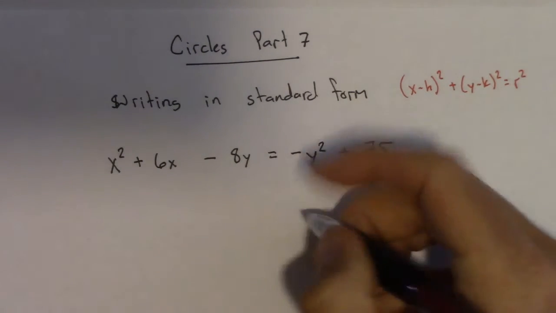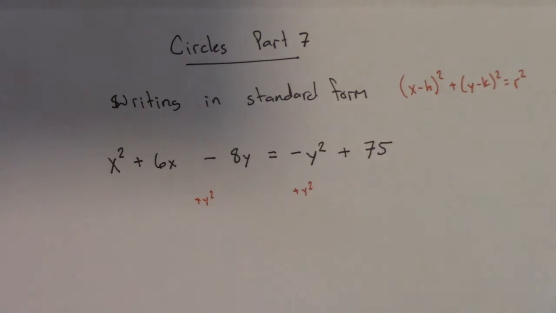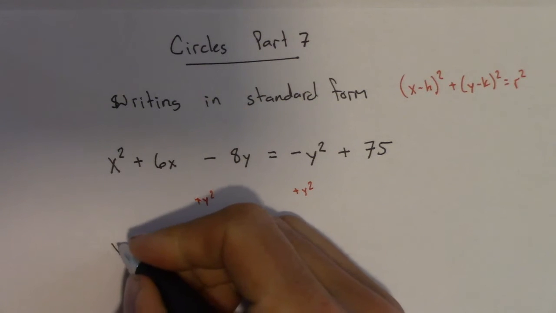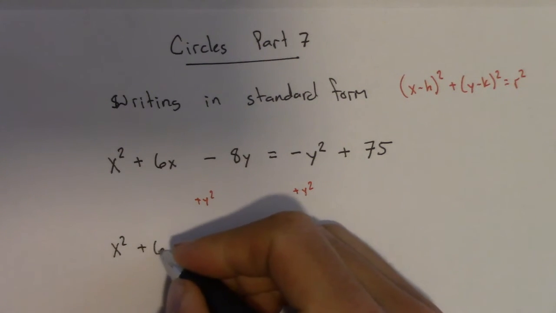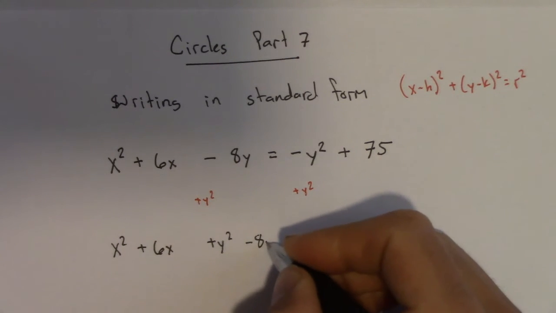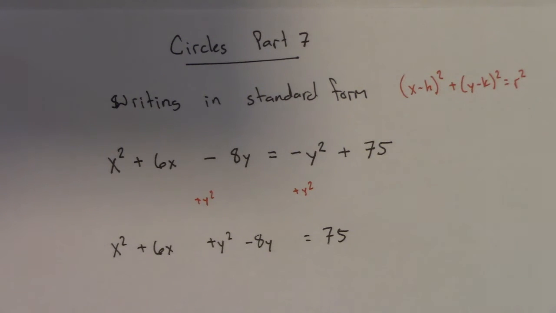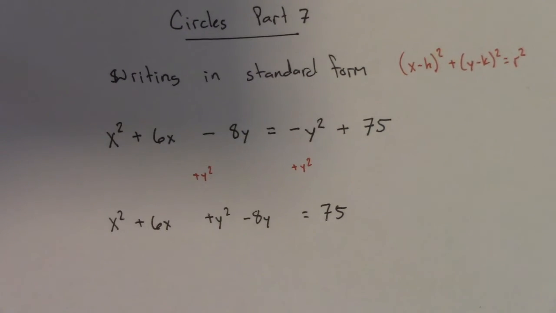So by adding my y squared over, I end up with the following. I now have x squared plus 6x plus y squared minus 8y equals 75. Okay? Now when I'm looking at this, I'm hoping you recognize a pattern.